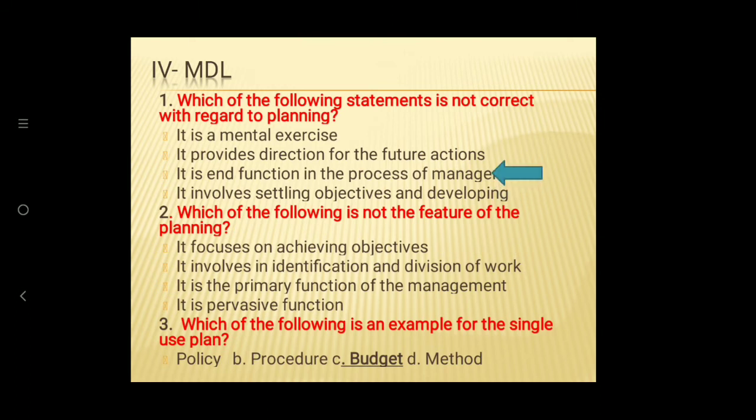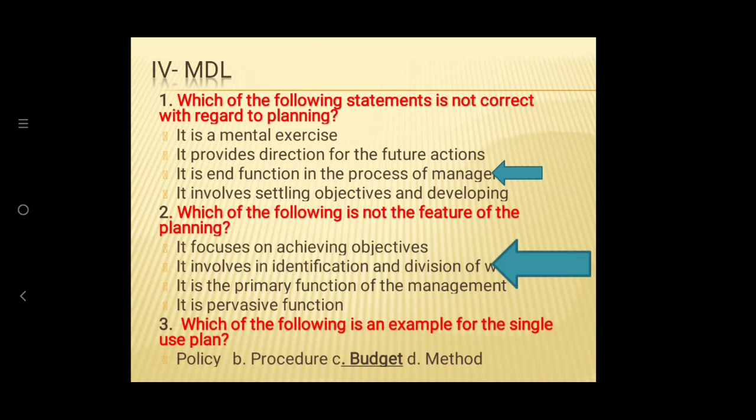Yes, option C. Which of the following is not the feature of planning? It focuses on achieving objectives. It involves identification and division of work. It is the primary function of management. It is pervasive function. Except option B, the other statements are absolutely correct with regard to planning. Identification and division of work is related to organizing. Hence, the right answer is option B.